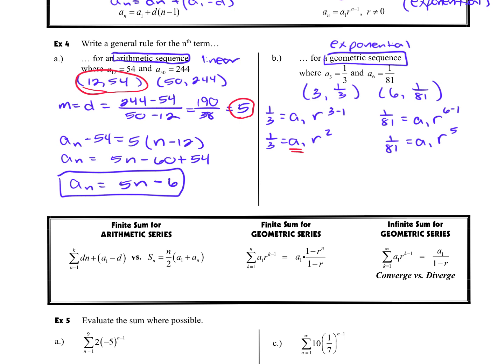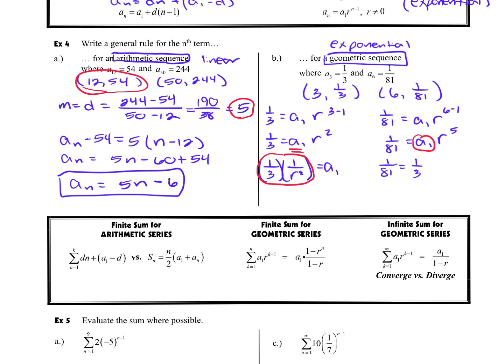So a sub 1 is now going to become, and I'm going to write this in a different way. I'm going to write 1/3, and I'm thinking I'm dividing by r squared, so I'm going to write 1/r squared, and that's going to equal a sub 1. Now I can take this whole thing and substitute it for a sub 1 over here. So it's going to look kind of complicated, but it's not actually as bad as it initially seems.